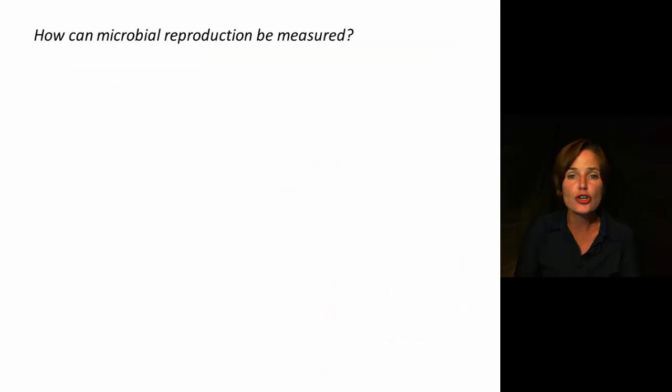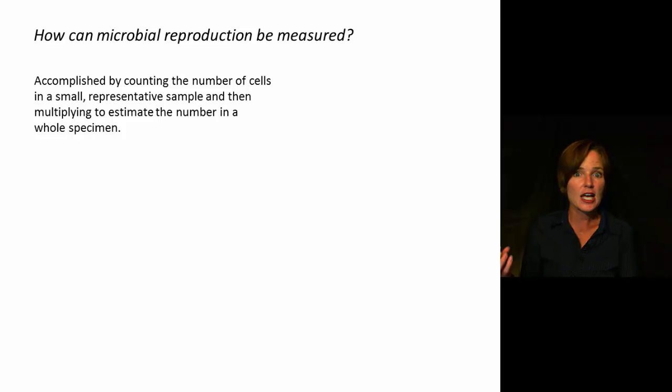So how can we measure microbial reproduction? Or how can we measure exactly how many cells we have present in a population? Well, there's going to be a lot of cells there in many cases, and so one way to do this is to count the number of cells in a smaller representative sample. So if we count the number of cells in a small representative sample, we can then multiply to estimate how many microbes are in the whole specimen or are in the whole sample.